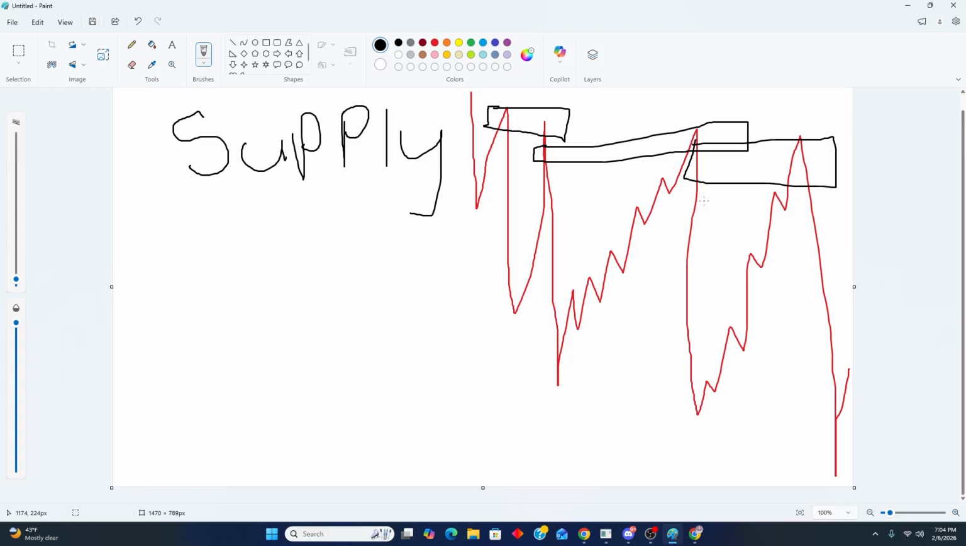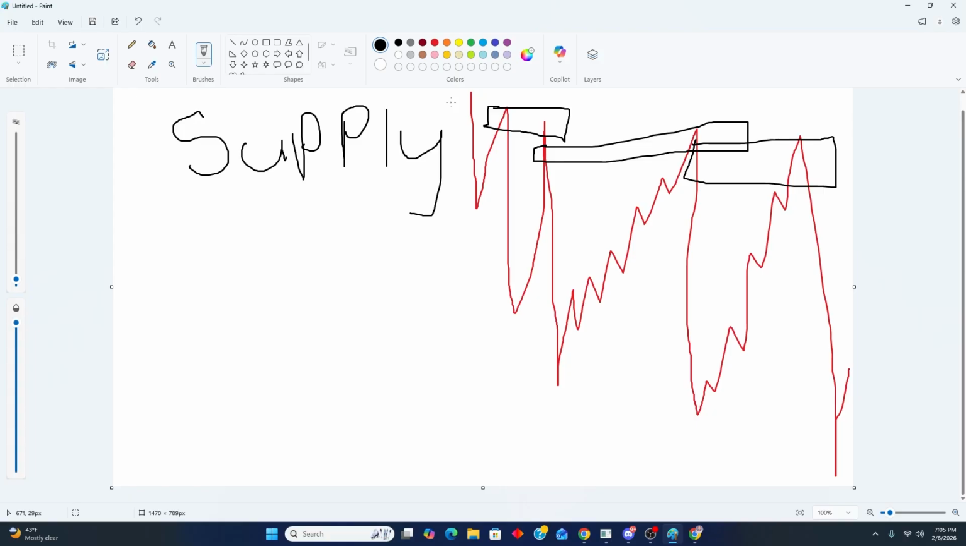What is a supply? Supply is an area where sellers step in aggressively and push price down. Price was rising, sellers entered strongly, buyers couldn't keep price pushing up, price dropped fast. Supply creates strong downward moves. This is the exact opposite of the demand.